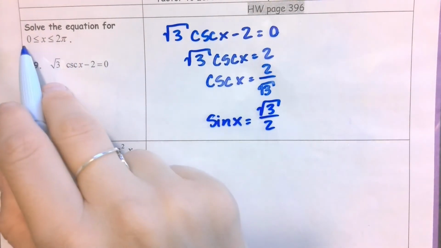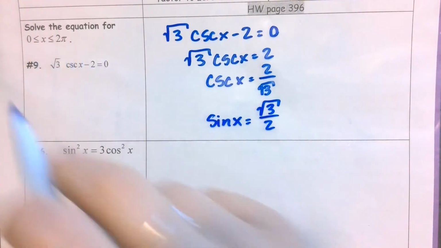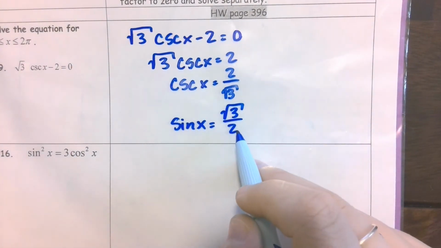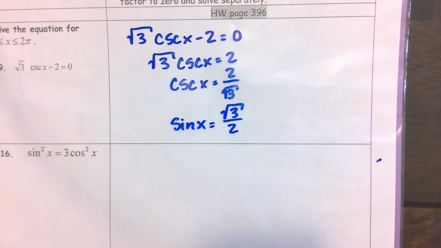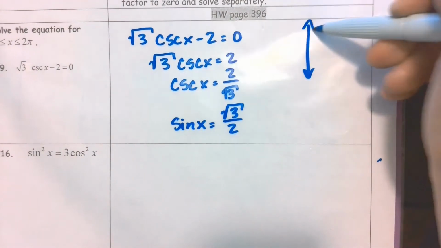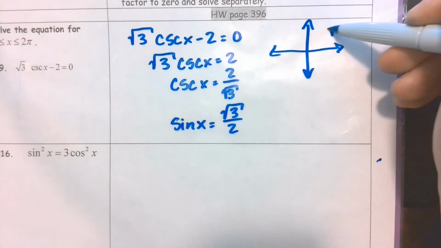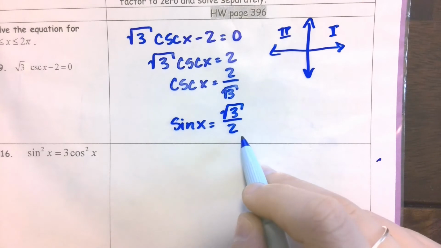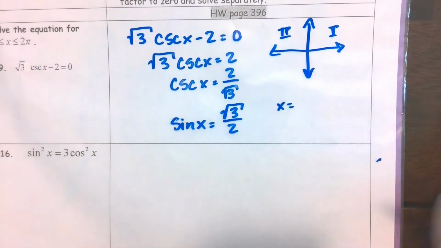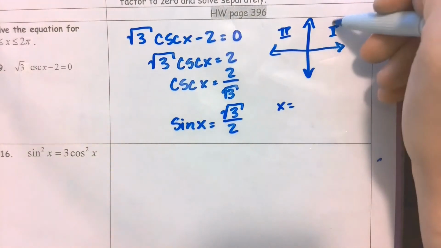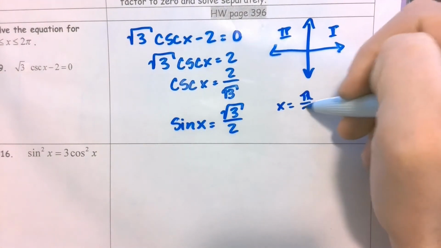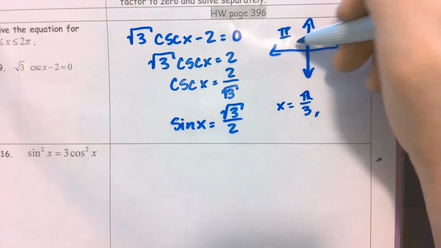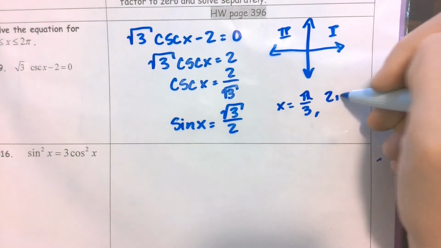And also notice that it wants answers in between 0 and 2 pi. So when sine is positive, I've got two different quadrants where it could be positive. So I'm looking at sine in the first or the second quadrant, because that's where sine is positive, it's where y is positive. And then I would have to know that my reference angle for radical 3 over 2, that means that x has to have a pi over 3 reference angle. So in the first quadrant, it would be pi over 3. But a pi over 3 reference angle in the second quadrant would be 2 pi over 3.